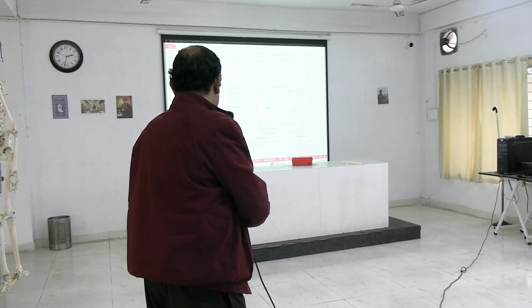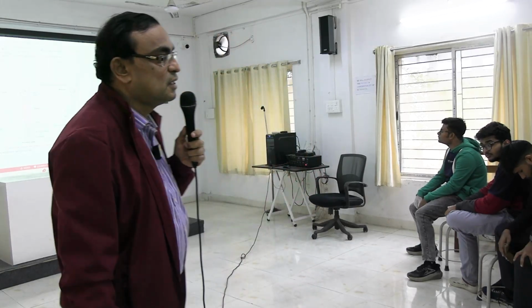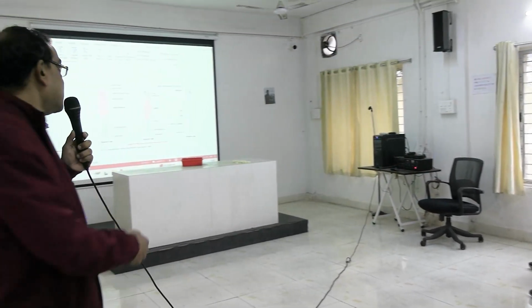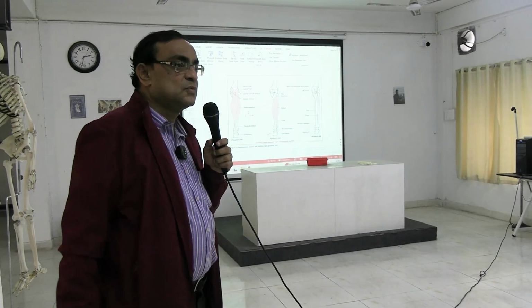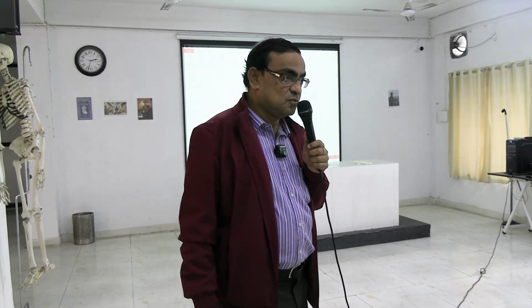Actually, the soleus and the two heads of the gastrocnemius, the medial and lateral heads, join together, and ultimately we get this tendon. So this muscle bulk is called triceps, three heads: two heads of gastrocnemius and the soleus, three. Triceps surae, surae means leg.